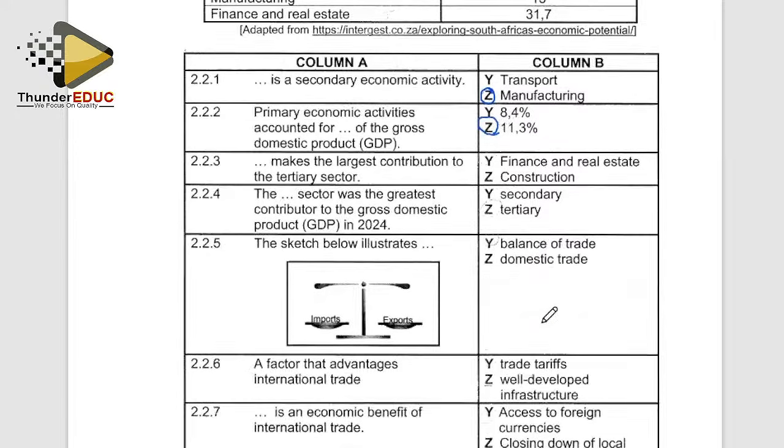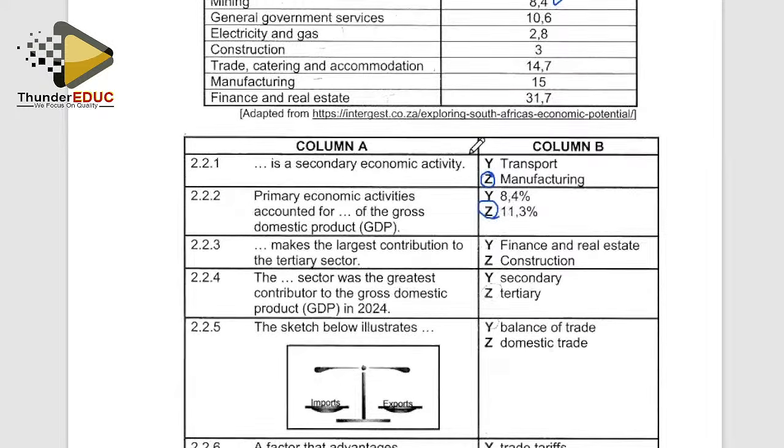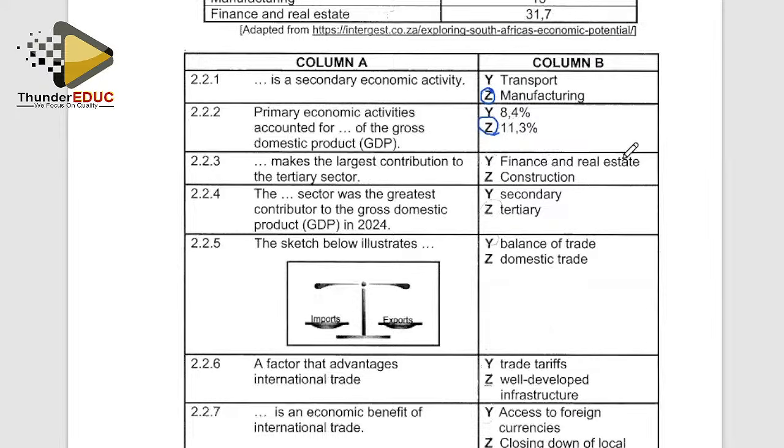Right. Then number 2.2.3, dash makes the largest contribution to the tertiary sector. If you compare these two without even going to the table, finance and real estate, and construction, this is a secondary activity, so it's not a tertiary. So our correct response is Y.